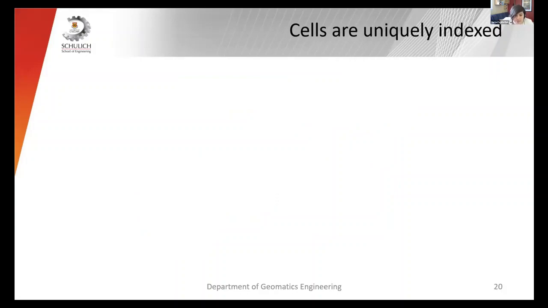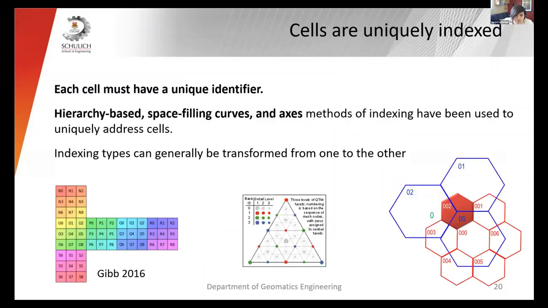So at the end, each of these cells in each of the resolutions needs to be uniquely indexed. Hierarchy-based space filling curves and access methods of indexes have been used to uniquely address cells. And the most common indexing methods are the ones that provide the nearest neighbor, fast linear ordering, and parent-child relationships. And indexing types can generally be transformed from one to the other.